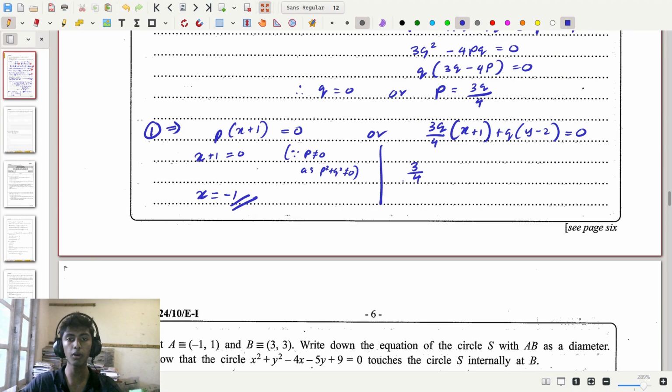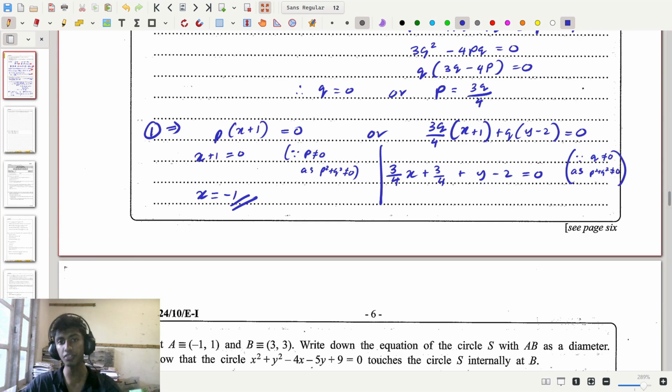simplify this down to 3 over 4 x plus 3 over 4 plus y minus 2 equals 0, and we need to justify this by saying that p squared plus q squared not equal to 0, and therefore q not equal to 0. So we can say here, because q not equal to 0, and once again I'll write the reason that p squared plus q squared not equal to 0.